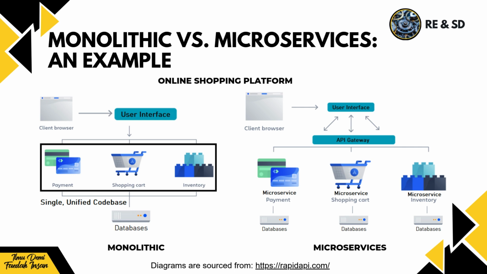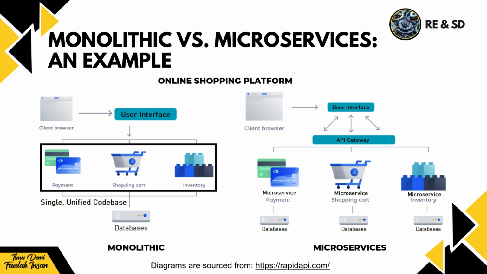In the monolithic architecture, users interact with the platform via a web browser. The user interface handles inputs and displays information such as product listings, shopping cart details, and payment options. All components, including the shopping cart, payment, and inventory, are part of a single unified codebase and are deployed together. This single unit connects to a centralized database that stores all platform-related data, including user information, product details, order histories, inventory levels, and payment transactions.